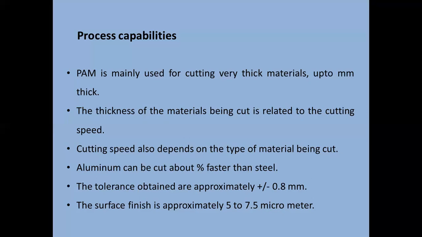The tolerance obtained is approximately plus or minus 0.8 mm. See, we can obtain a tolerance. Tolerance is nothing but deviation in the attainment of required dimension. Below 1 mm deviation is possible using plasma arc machining. Of course, it is higher compared to other processes, but since profile cutting is just texture, we can consider this tolerance to be good enough.